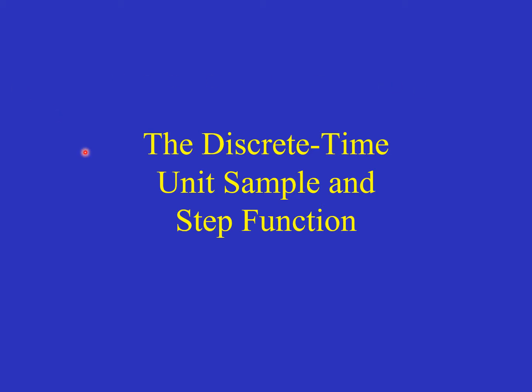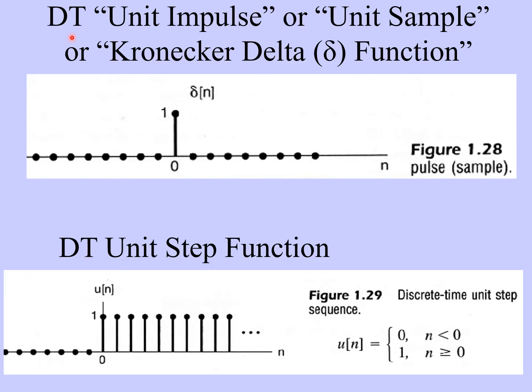Okay, let's change gears now and look at a couple of important functions that we're going to be using over and over in this course. The first one is the discrete time unit sample, and we're also going to look at the discrete time step function. The discrete time unit sample is also called the unit impulse, or mathematicians like to call it the Kronecker delta function, with the delta symbol right here.